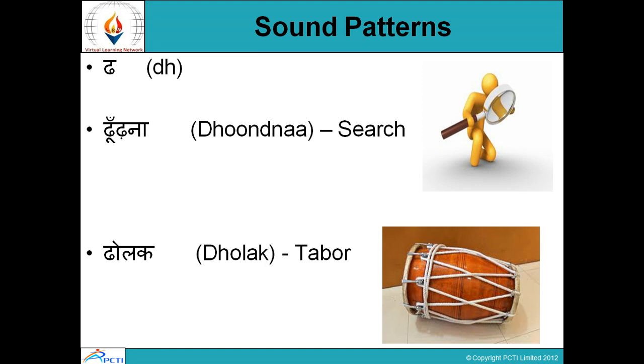Dhoondna. What is the word? Dhoondna is searching for something. When you are searching for a key, trying to find it. Maybe you lost something sometimes, maybe important documents, keys. So we look for it. So searching for anything or looking for it, trying to find it, it is called as dhoondna. We call search as dhoondna.